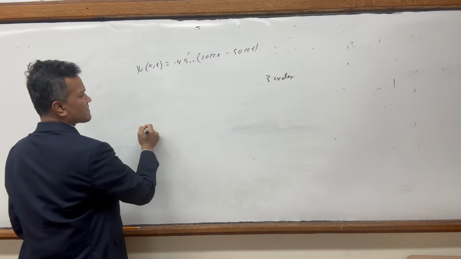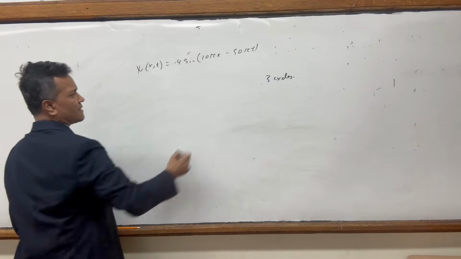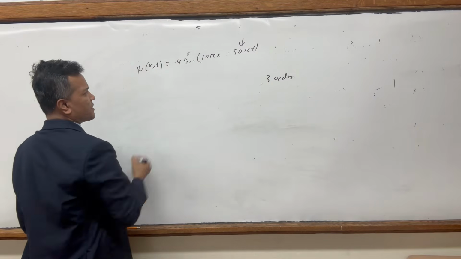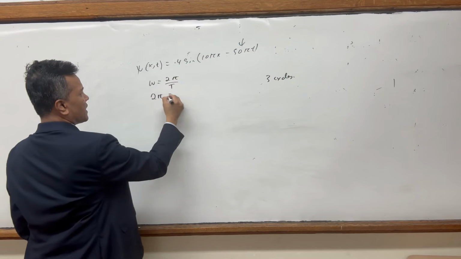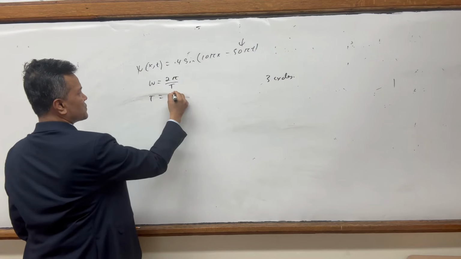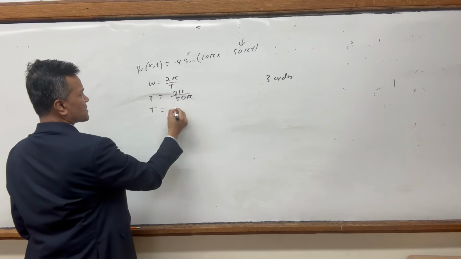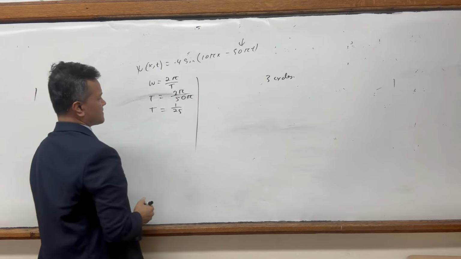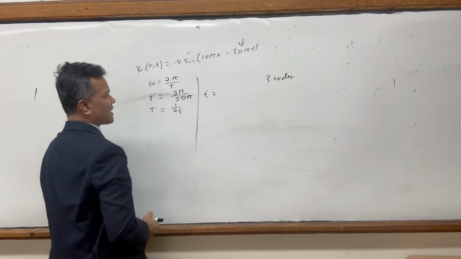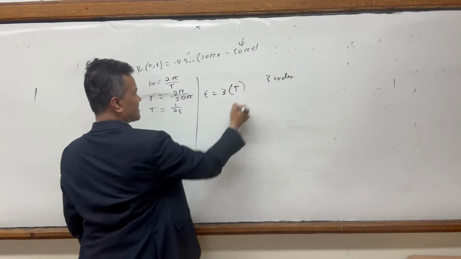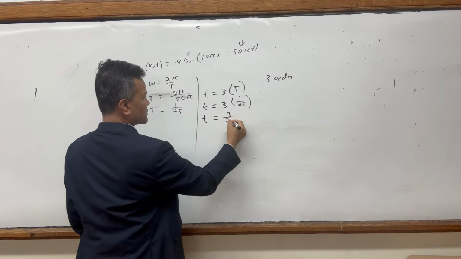You're going to first try to find the period. So omega is 2 pi over T, right? So T is equal to 2 pi over omega, which is 50 pi. So T is equal to 1 over 25, right? So now what is the time for 3 cycles? So 3 times T. So 3 times 1 over 25. So the time is equal to 3 over 25.